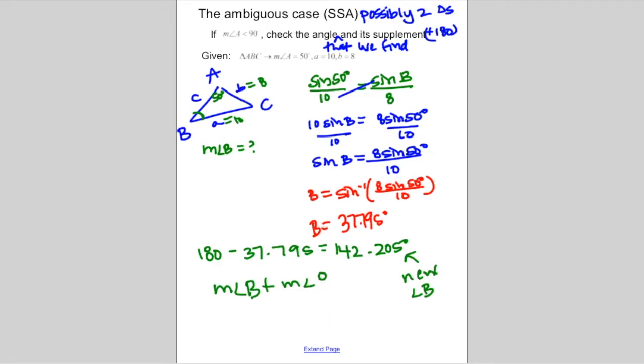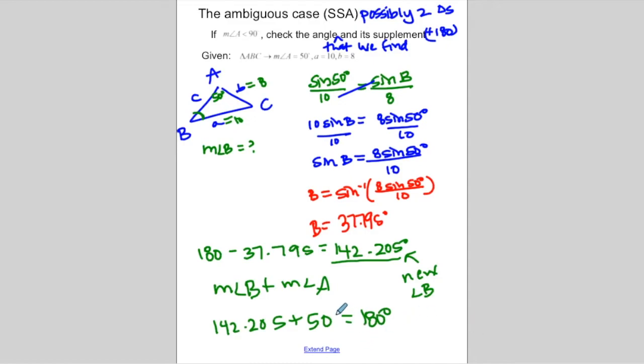Is it possible to have another triangle? Well, the measure of angle B for my new one would be 142.205 plus the measure of angle A. That's not changing. They told me it's 50. What does this get when you add it up? This is like 180 degrees. So is it possible to have a triangle with this value of B? No, it is not, because there are three angles, and my third angle would have to be 0. So it's not a possibility.